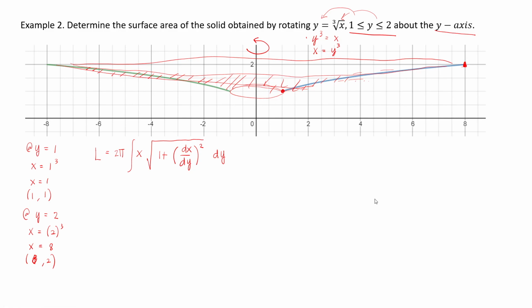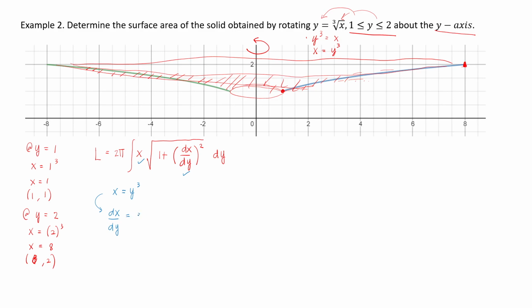So identifying now the unknown variables. So you have the x variable, the dx over dy, and then I think the limits also. So x is coming from the given equation itself. So x is just equal to y cubed. And then getting the derivative, that would be dx over dy.